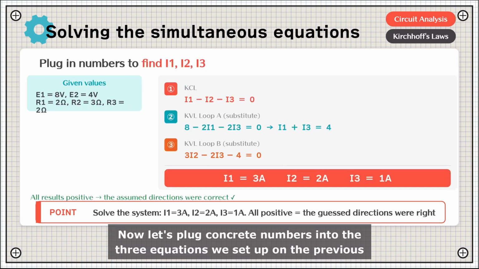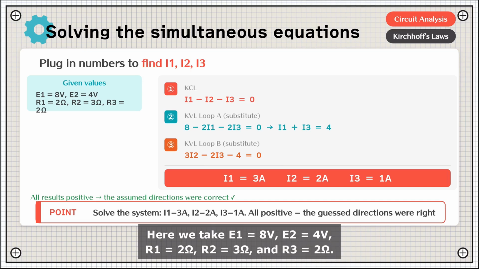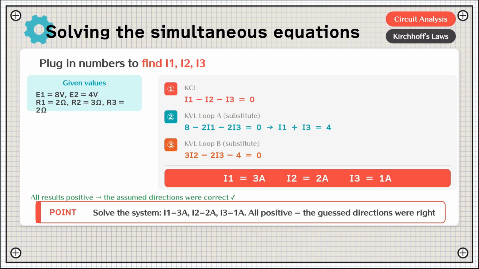Now let's plug concrete numbers into the three equations we set up on the previous slide and solve them. Here we take E1 as 8 volts, E2 as 4 volts, R1 as 2 ohms, R2 as 3 ohms, and R3 as 2 ohms. Substituting these into the first KCL equation, we get I1 minus I2 minus I3 equals 0.